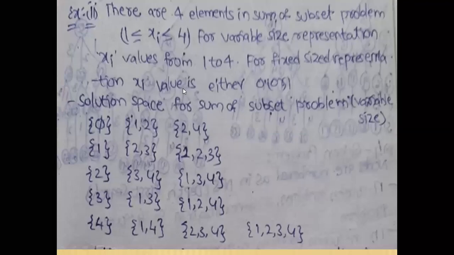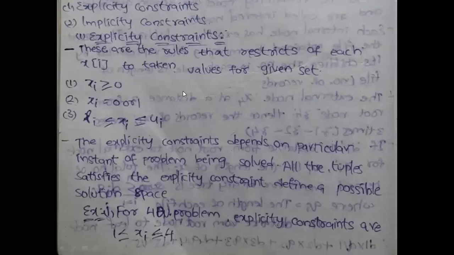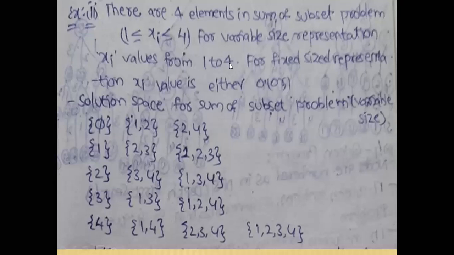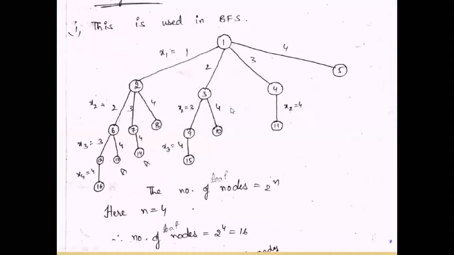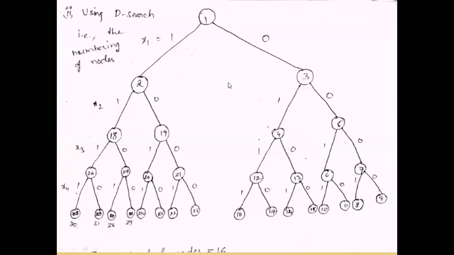Suppose for explicit constraints for the 4-queen problem, the values vary from 1 to 4. Next, for the sum of subset problem, for variable size representation, the x of i values are 1 2 3 4. For fixed size representation, the x of i values are 0 or 1. These are the explicit constraints.